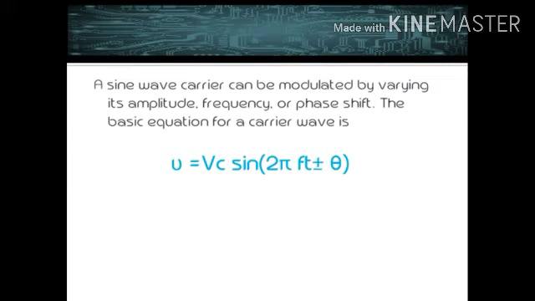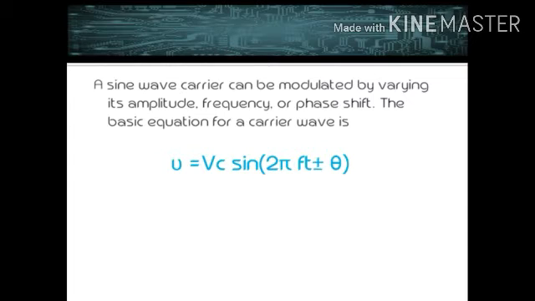Now, for the introduction, a sine wave carrier can be modulated by varying its amplitude, frequency, or phase shift. When we say frequency, it is the number of occurrences of a repeating event per unit of time. When we say phase shift, it is how far the function is shifted horizontally from the usual position. The vertical position is how far the function is shifted vertically from the usual position.